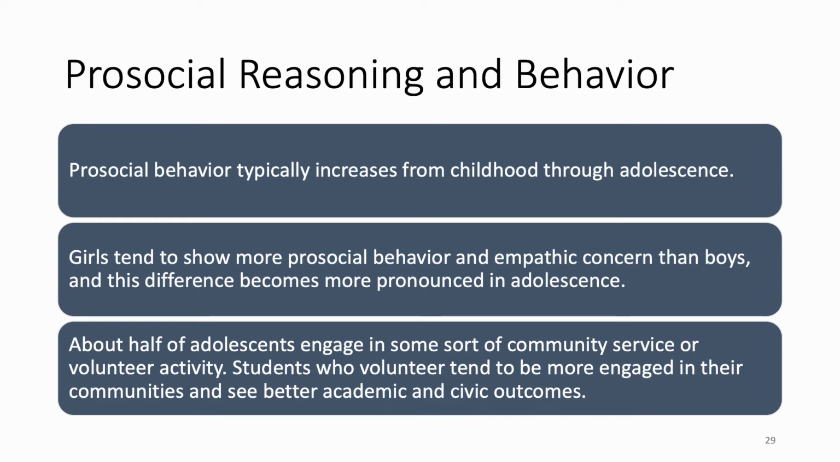So let's talk about prosocial reasoning and behavior. Prosocial behavior typically increases from childhood through adolescence. Girls tend to show more prosocial behavior and empathetic concern than boys, and this difference becomes more pronounced in adolescence. About half of adolescents engage in some sort of community service or voluntary activity, and students who volunteer tend to be more engaged in the communities and see better academic and civic outcomes.